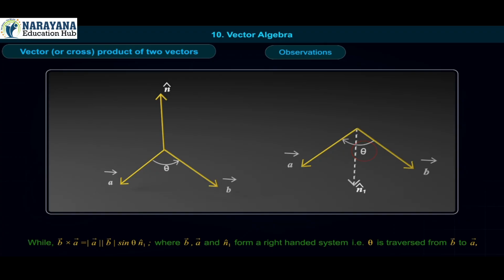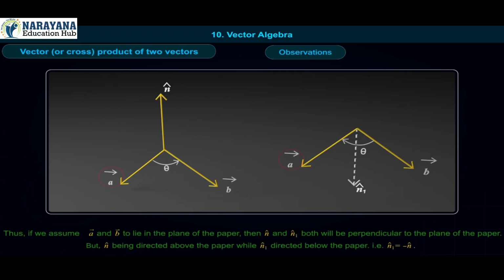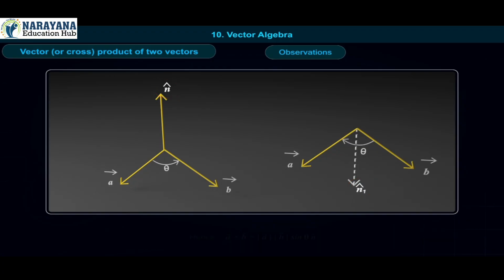That is, theta is traversed from vector B to vector A. Thus, if we assume vector A and vector B to lie in the plane of the paper, then n cap and n1 cap both will be perpendicular to the plane of the paper, but n cap being directed above the paper while n1 cap directed below the paper. That is, n1 cap is equal to minus n cap.